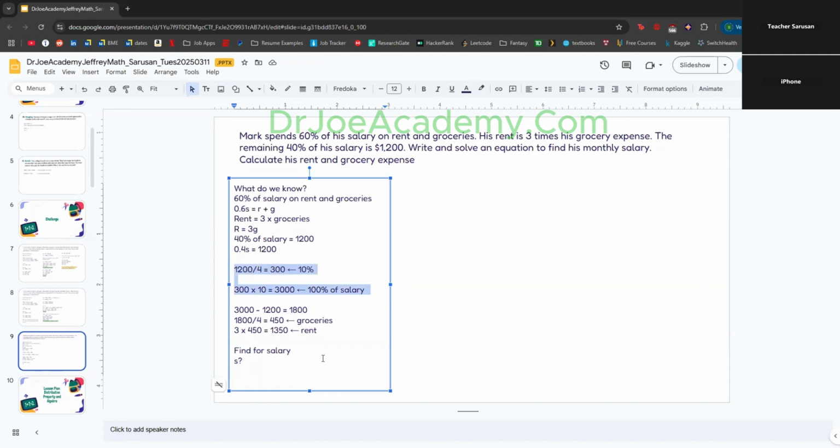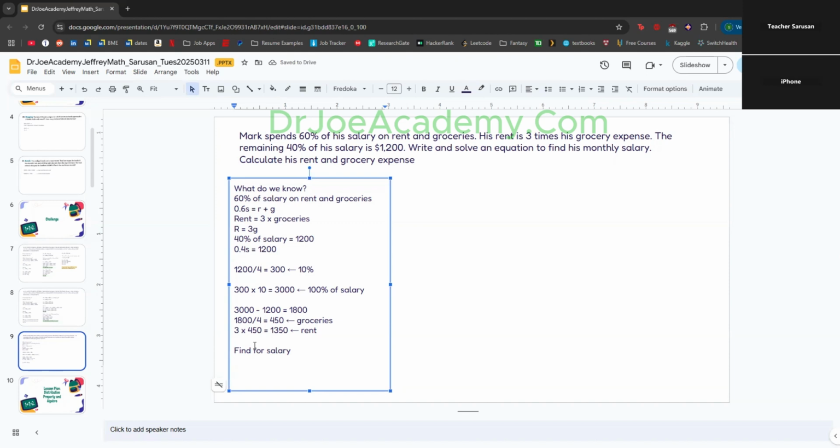So I do want to point out one thing. You made this into two steps. You can combine them into one step. So you see how you divided by 4, and then you did times 10. You can just make that into one step right there. So what is something that you divide by 4 times 10? That's going to be the same as dividing by 0.4. Does that make sense?